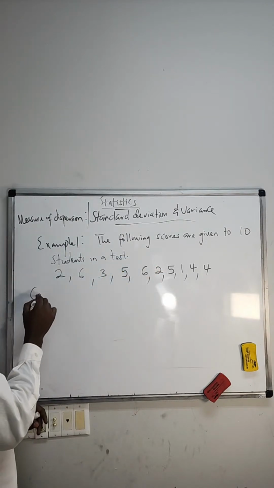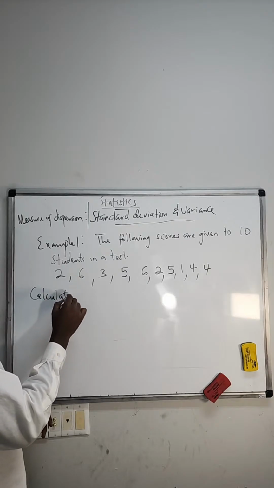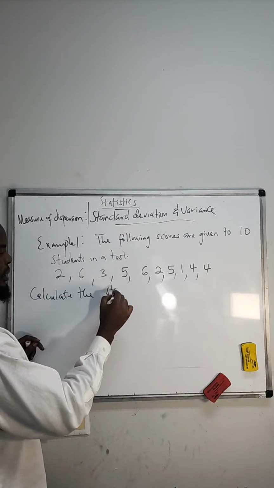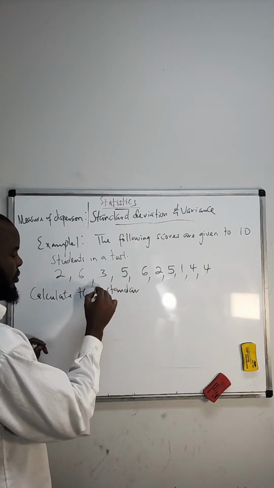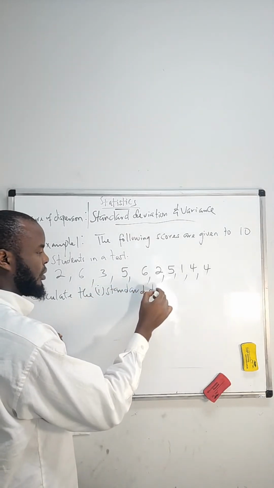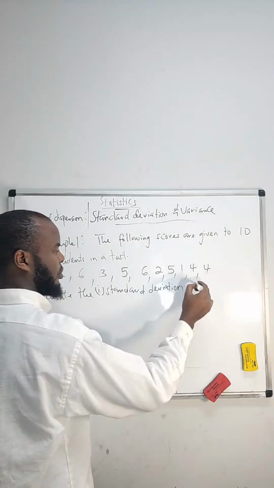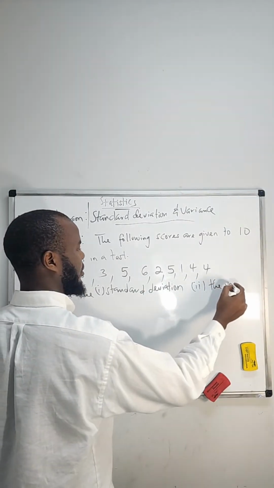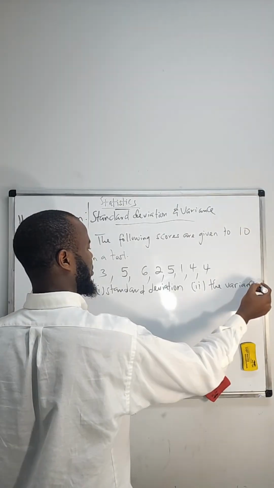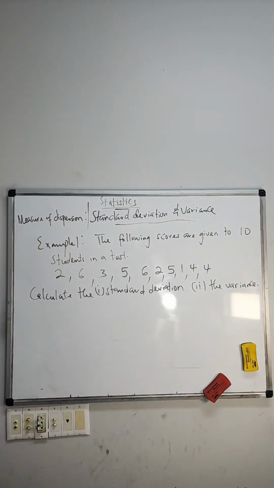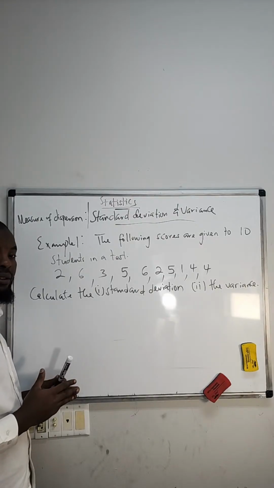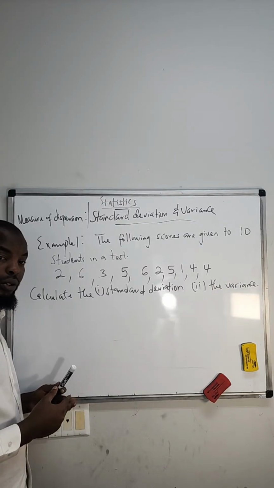Now the question is: calculate the standard deviation and the variance. Actually, I should have put it this way: calculate the variance, then the standard deviation. Sorry, the standard deviation is the square root of variance.